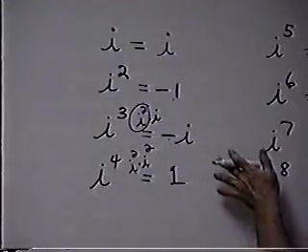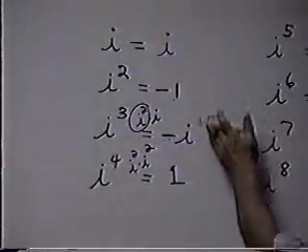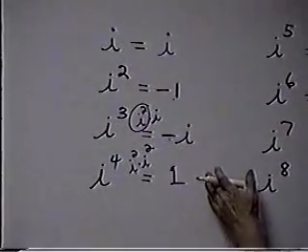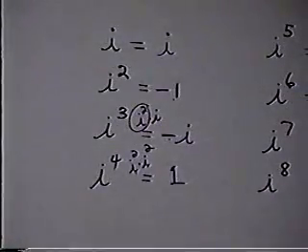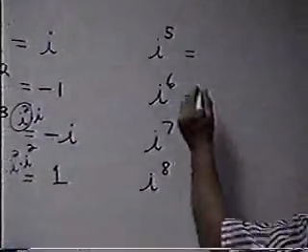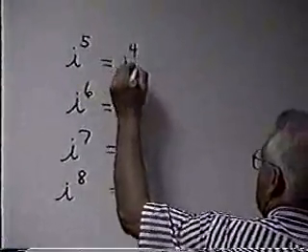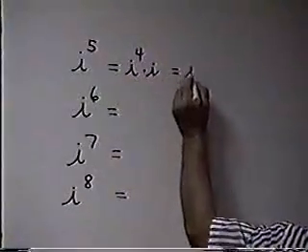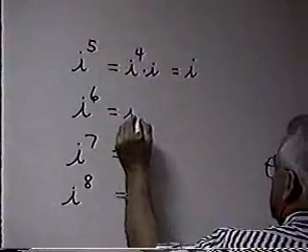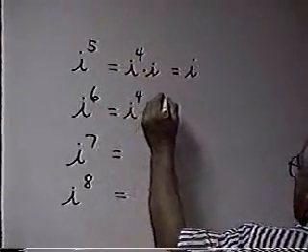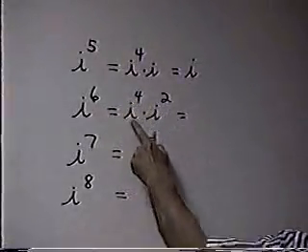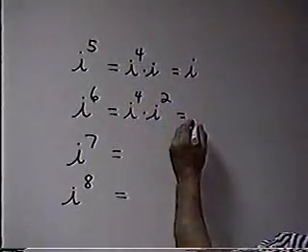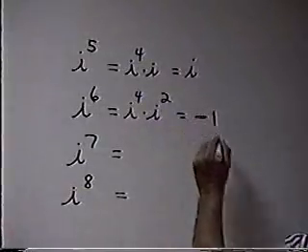Now, if you have these four memorized, I'll show you a rule that you can use to handle i to any and all powers. Let's look at i to the fifth. i to the fifth is i to the fourth times i. What's i to the fourth? Plus 1, so that's i. i to the sixth is i to the fourth times i squared. What's i to the fourth? Plus 1, so that's i squared. But wait a minute, by memory, what's i squared? Minus 1.